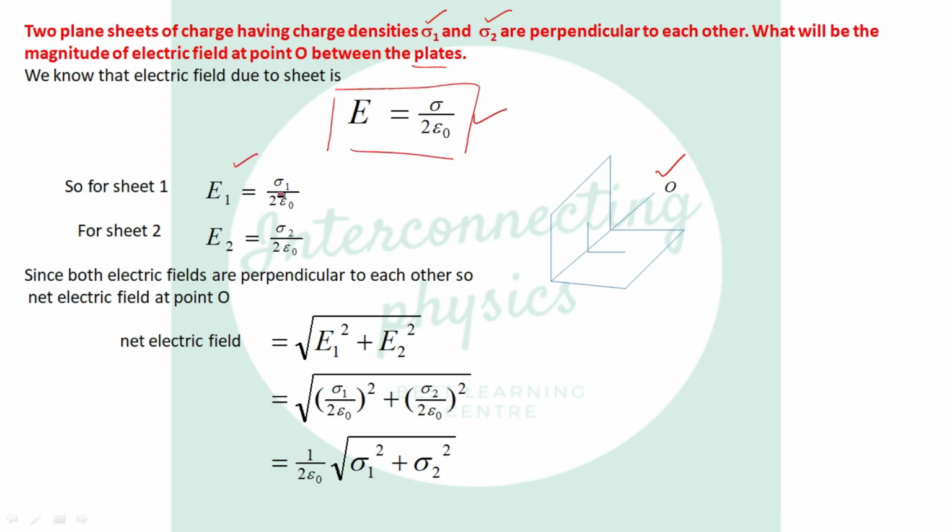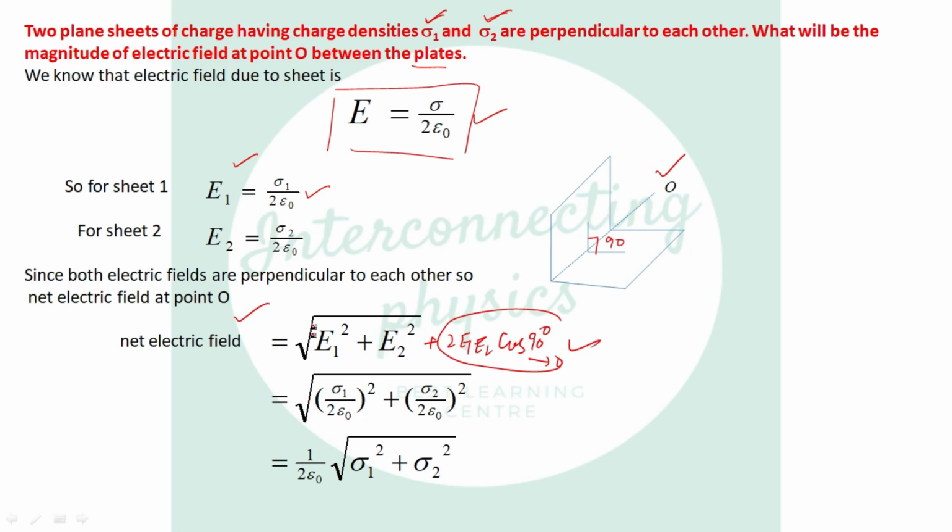For sheet 1, it will be sigma 1 over 2 epsilon naught, because we are given the surface charge density of one sheet as sigma 1 and the surface charge density of sheet 2 as sigma 2. Now, since both are perpendicular to each other, the angle is 90 degrees. So at point O, the net electric field will be E1 square plus E2 square plus 2 E1 E2 cos theta. Theta is 90 degrees, so cos 90 degrees is 0. So here the result is 0.